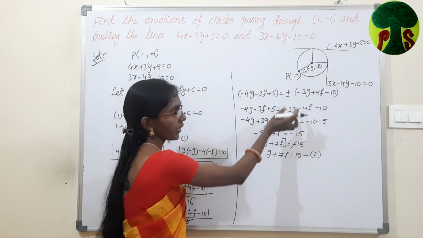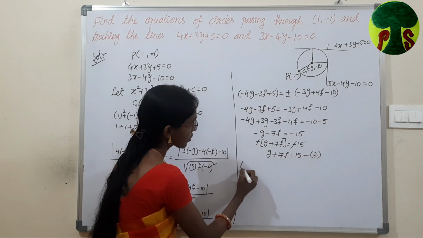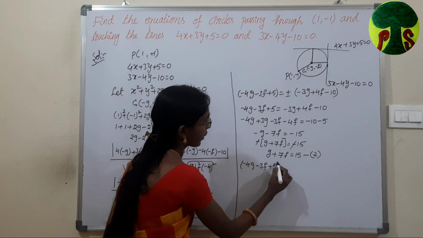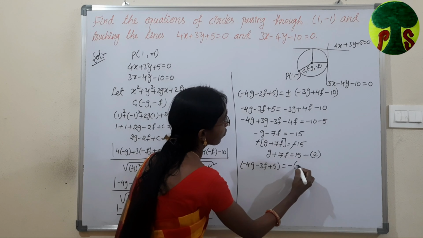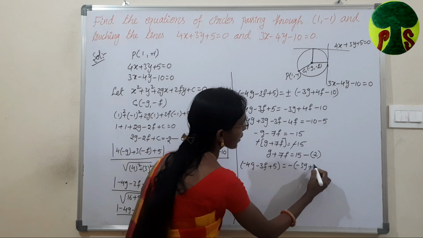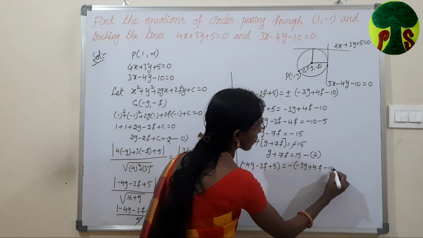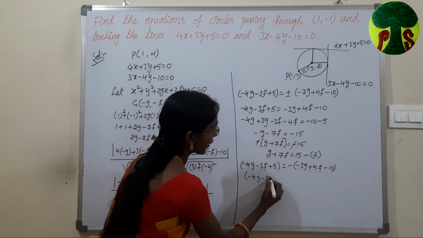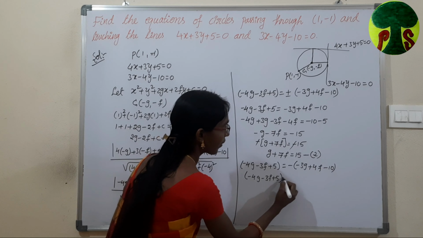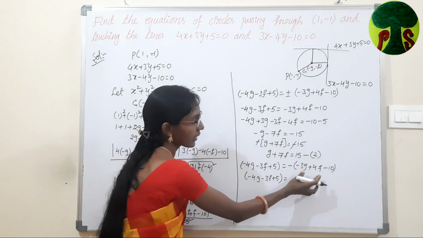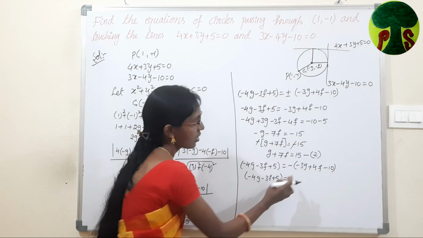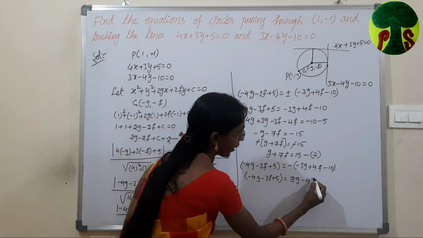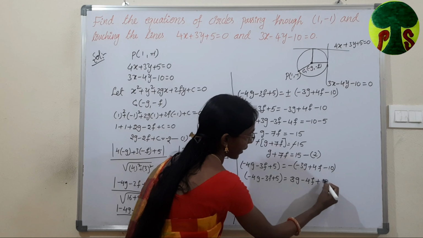Now, I want to take the minus symbol. So, minus 4g minus 3f plus 5 is equal to minus of minus 3g plus 4f minus 10. Now we have to multiply these three terms by the minus symbol. So, minus into minus is plus, so we will get 3g minus 4f, minus into minus is plus 10.